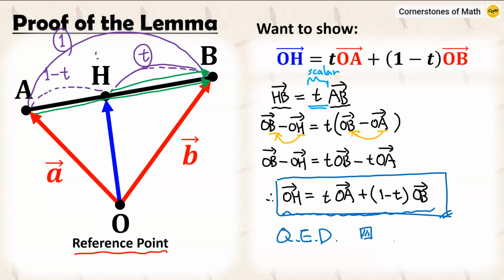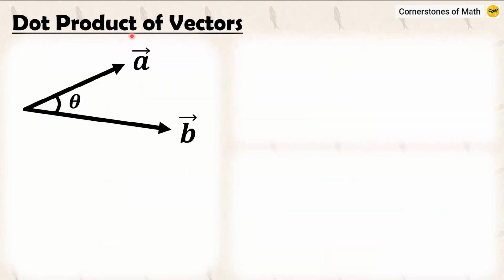Hence, we have proved the lemma. We are definitely going to use this lemma when solving the given problem, but we still require one more property regarding vectors, and that is the dot product. Now, some of you may already know about the dot product, and if you do know, you can just skip this entire section. For the rest of you, I will briefly explain what the dot product is.